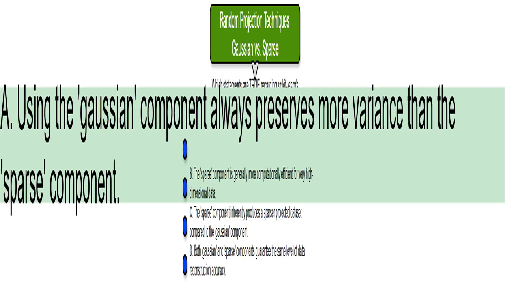This line sets the stage for a multiple-choice quiz. It's asking us to identify which statements accurately describe the properties of Gaussian and sparse random projections using a popular machine learning library, scikit-learn. Each statement will present a comparison of these 2 techniques.